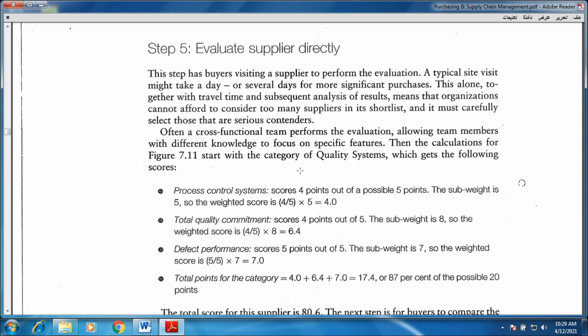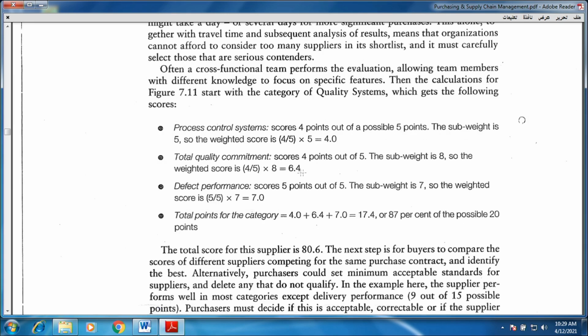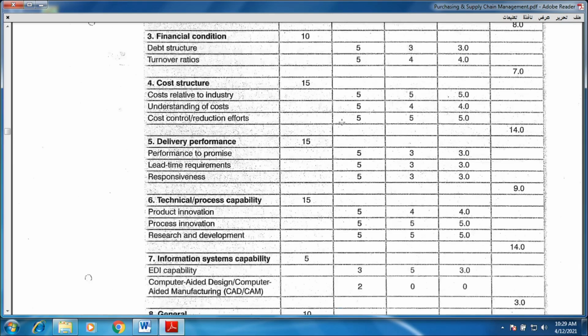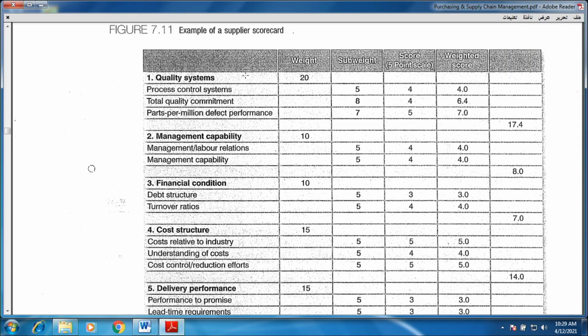For example, going to the quality standard issue, here again we have the quality criteria divided by 3 subcategories. We have the scores 4 out of 5, 4 out of 5, and 5 out of 5. How we do the calculations? Simply 4 divided by 5, it's 0.8. Multiplied by 5, so it's 4.